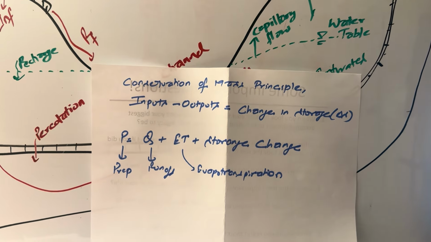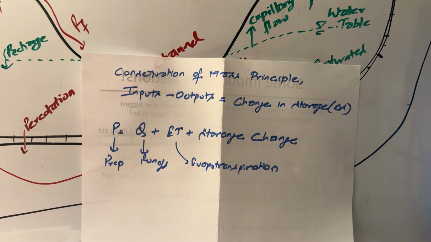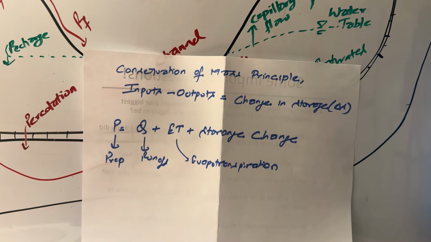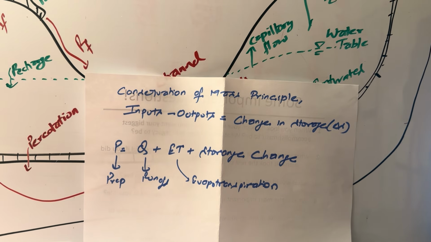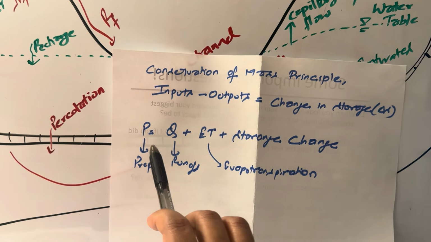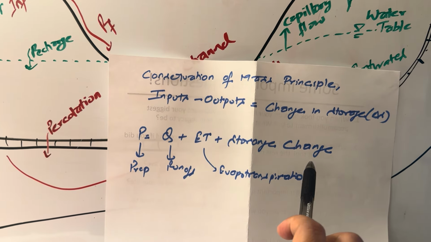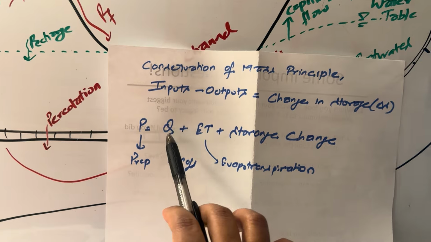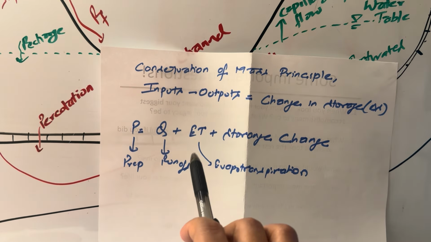Let's talk about the conservation of mass principle. We know that the conservation of mass principle indicates that input minus output is equal to the change in storage. Here P equals Q plus ET plus the storage change, where P is the precipitation, Q is the runoff, and ET is evapotranspiration.